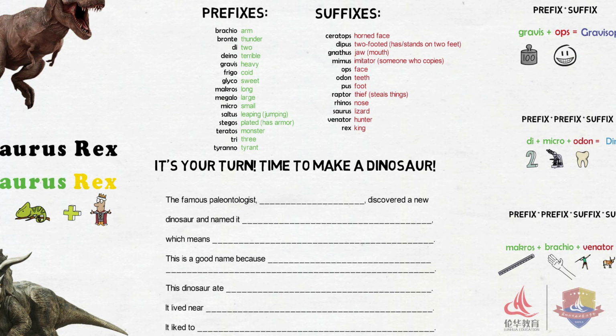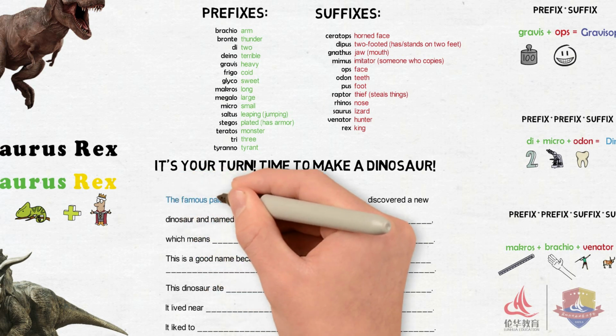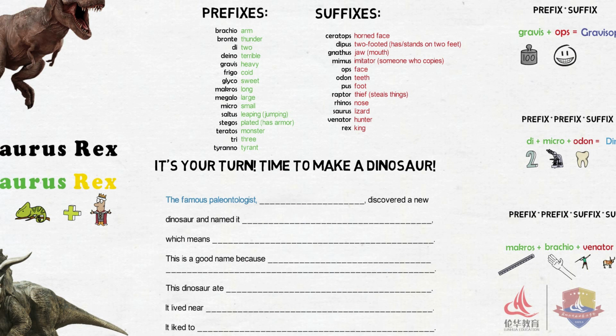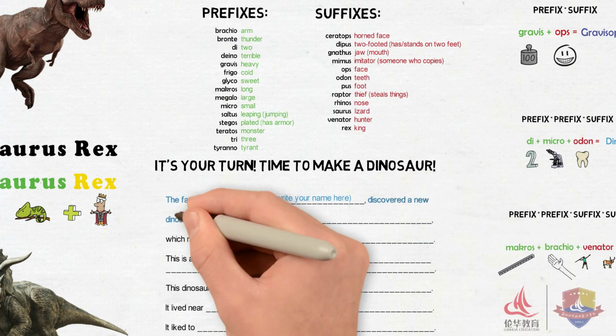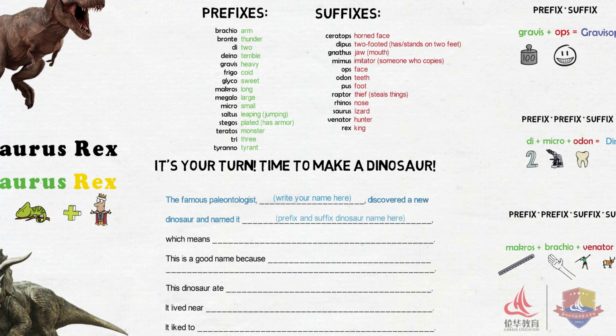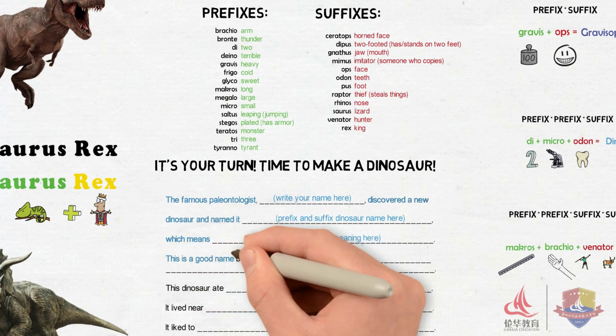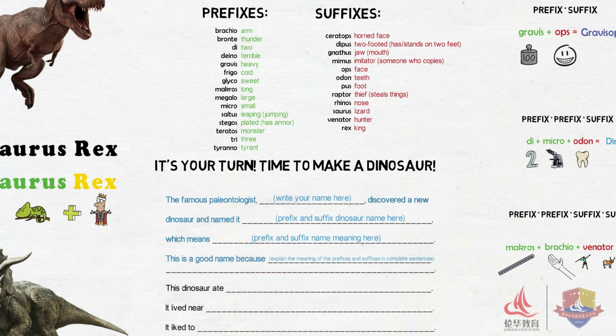Once you've chosen them, you can begin writing. It begins with the famous paleontologist. By the way, a paleontologist is someone who studies ancient life. And then here you write your name. So the famous paleontologist, your name, discovered a new dinosaur and named it, and right here, you put your new dinosaur name made from the prefixes and suffixes. It continues. This is a good name because, and then right here, what you can do is describe your dinosaur and explain why the name fits well.